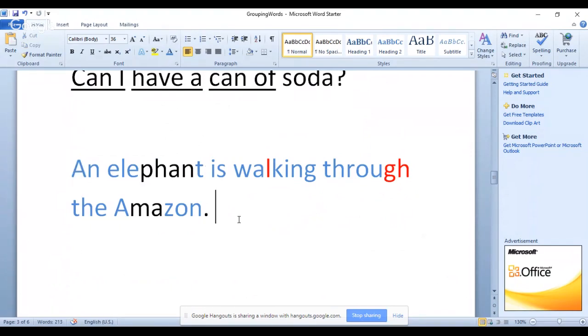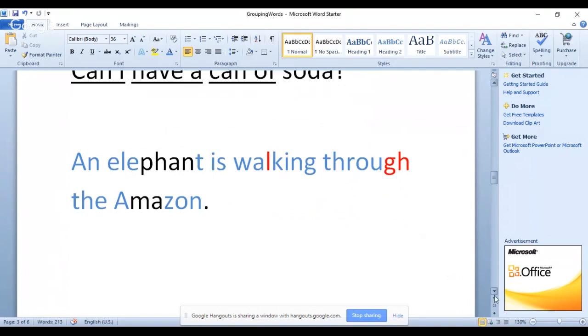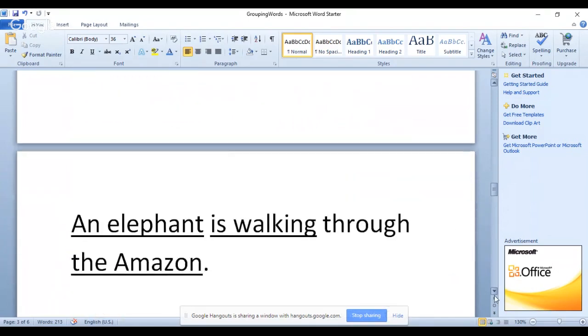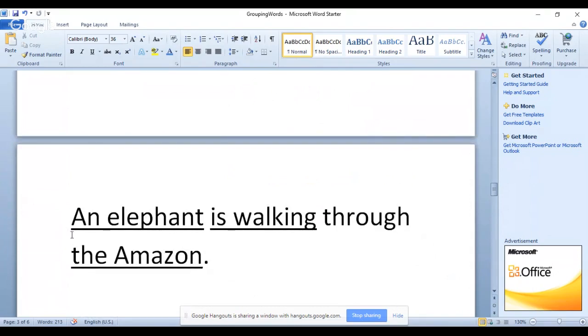Why don't you read this sentence for us with your natural linking? Okay. An elephant is walking through the Amazon. Good. And I like your intonation too. That's perfect. If we look down at the next one, again, I have the same sentence: an elephant is walking through the Amazon.